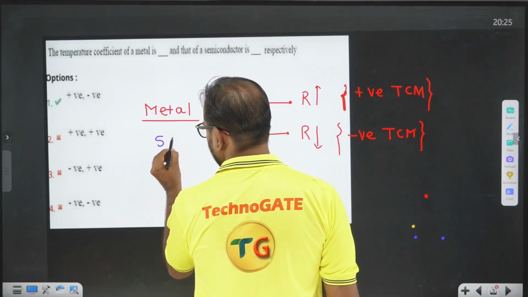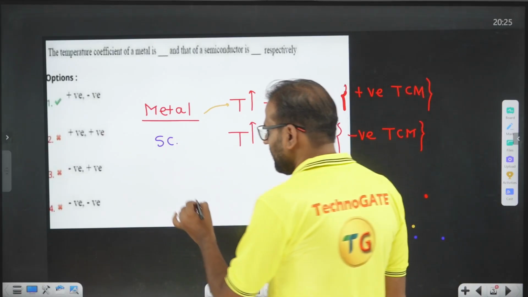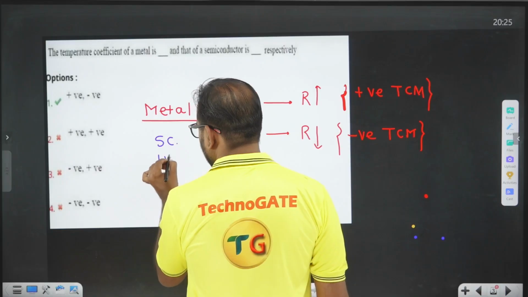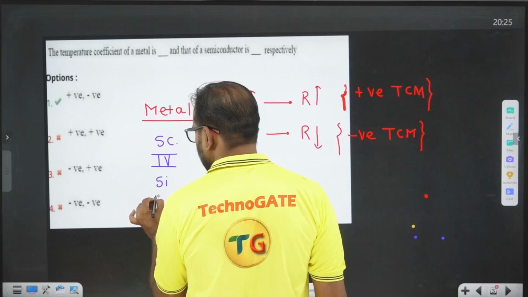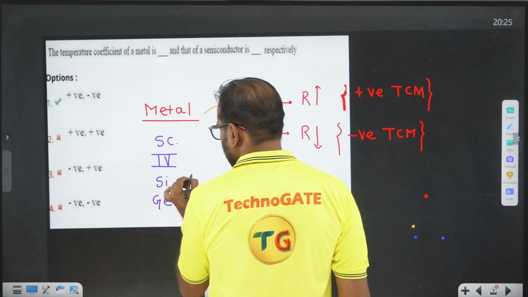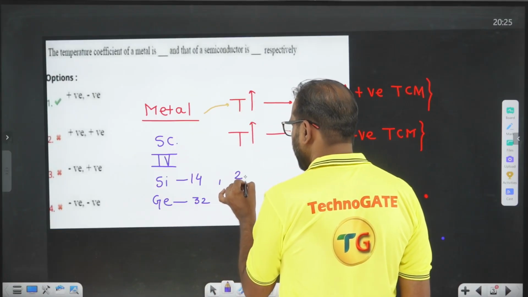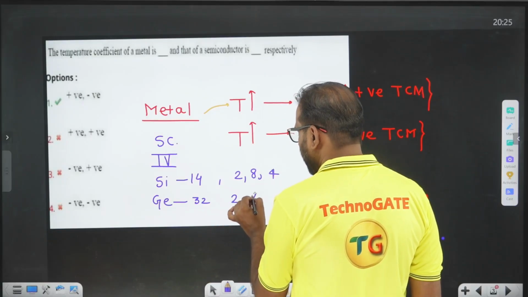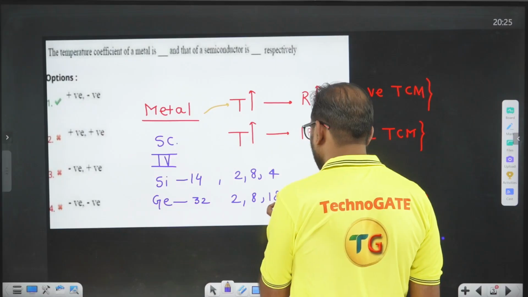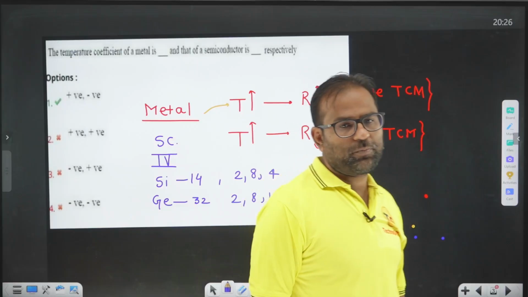I am writing semiconductor as SC. How many semiconductors are you aware of? The fourth group of the periodic table has semiconductors, of which the most popular are silicon and germanium, atomic number 14 and atomic number 32, with configurations 2, 8, 4 and 2, 8, 18, 4. Both have 4 electrons in the outermost shell. These are two semiconductor materials. I hope this is clear.